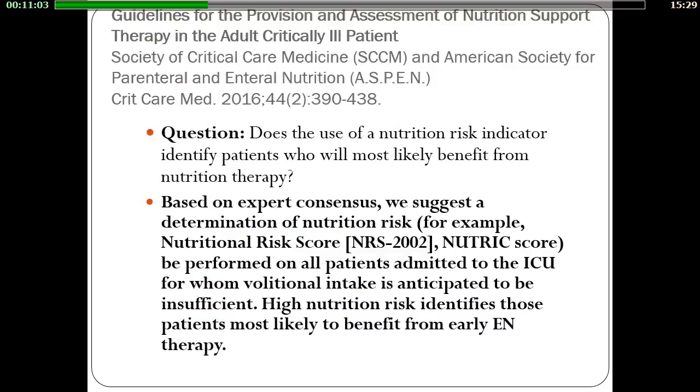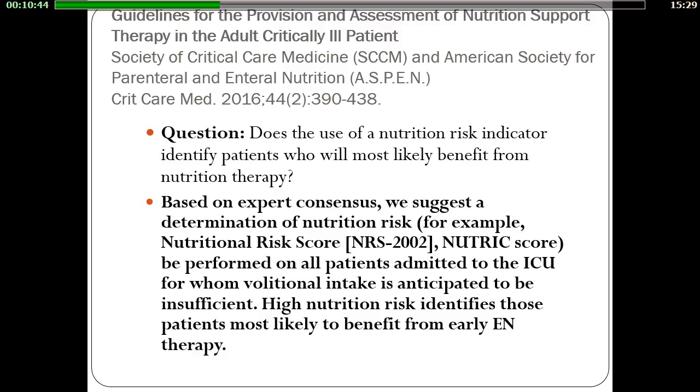Now, if we go back to the ICU, we look at the new recommendations from the American Society of Critical Care Medicine and the American Society of Parenteral and Enteral Nutrition, published in 2016, so very new guidelines published less than 1 year ago.